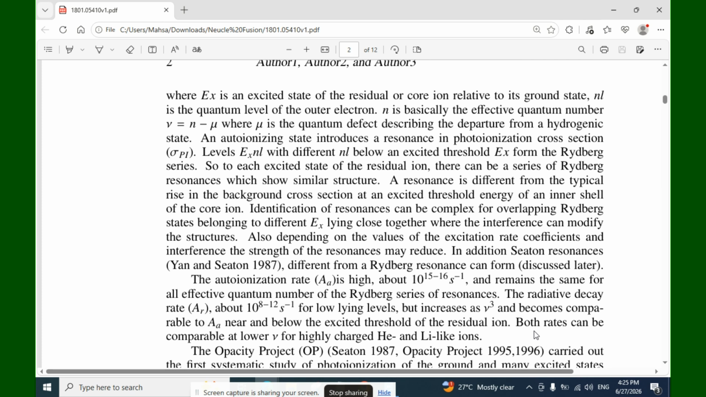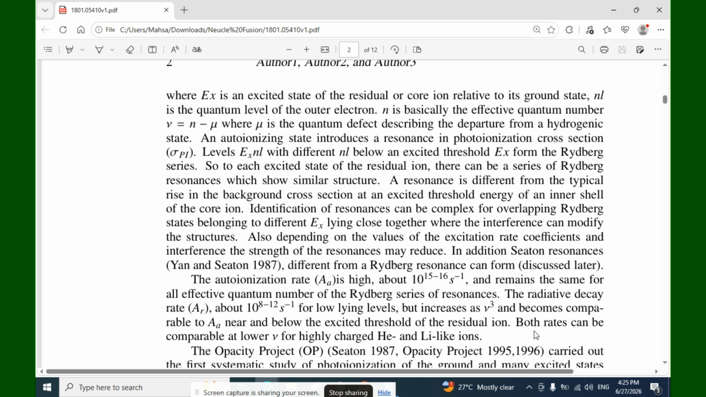The autoionizing state introduces resonance in the photoionization cross section. Levels X and L with different n and L below an excited threshold E_X form the Rydberg series. So to each excited state of the residual ion, there can be a series of Rydberg resonances which show similar structure. A resonance is different from the typical rise in the background cross section at an excited threshold energy of an inner shell of the core ion.